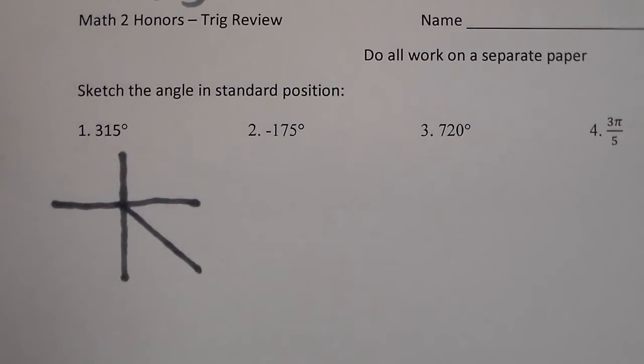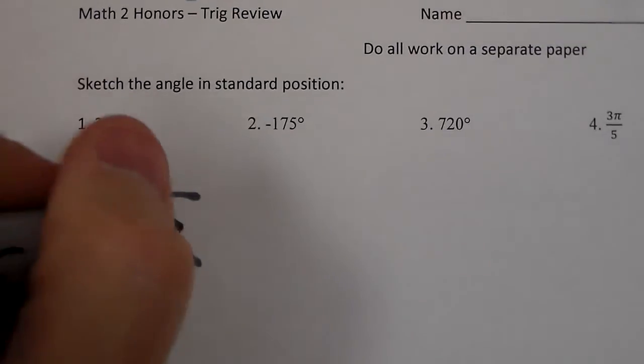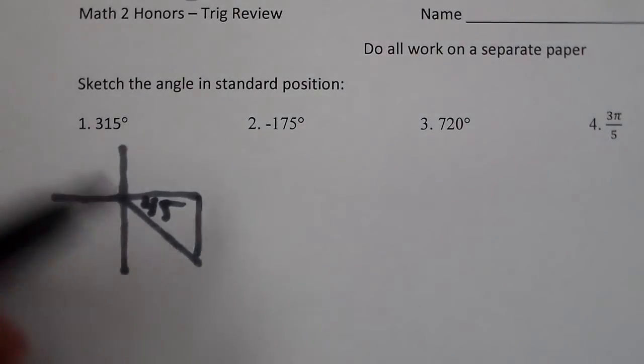If we went in a little bit further and looked for a reference angle, we want to think how much short of 360 it is. And so if we do 360 minus 315, we get that it actually is a 45 degree angle right there. So the standard position would be this line.